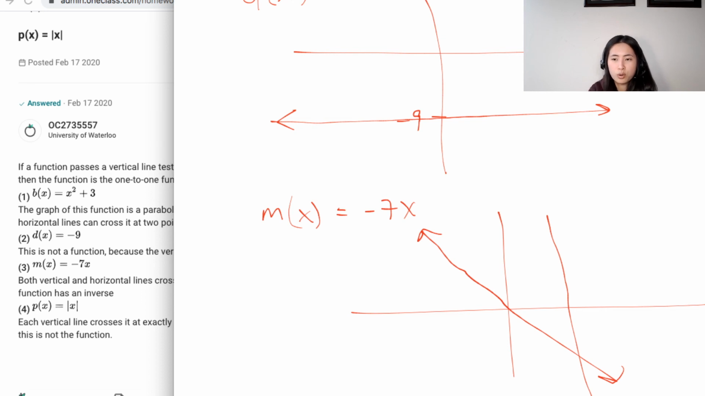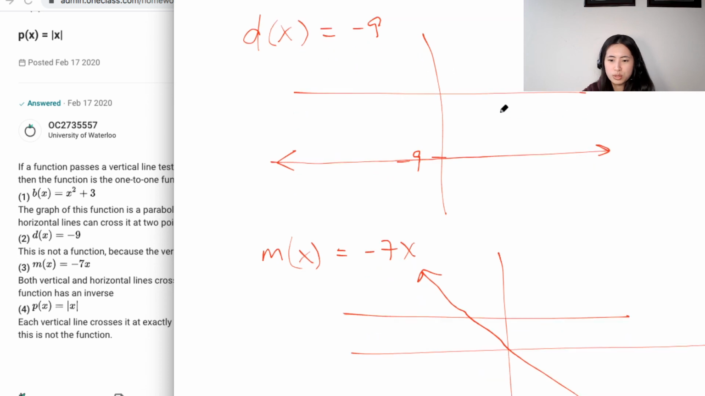Now if you draw the horizontal line right over here, it works the same way as the vertical line test. It only passes that specific point once, and it's a unique point. It's never going to be the exact same point that you're passing, unlike when we were looking at d of x, which is equal to -9.